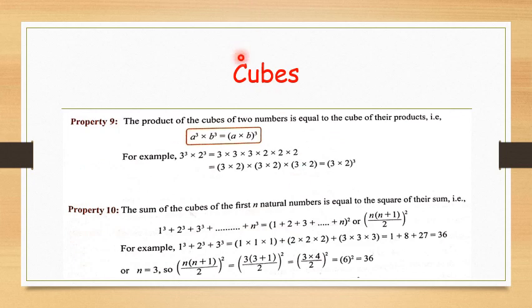Property number 9. The product of the cubes of two numbers is equal to the cube of their product. It means we have a cube and b cube. If we have these two, how can we find the result? Either we first find their cubes, पहले हम उनका cube निकाल लें, फिर उनको multiply करें. Another way is what? Just multiply these bases, and then take the cube.